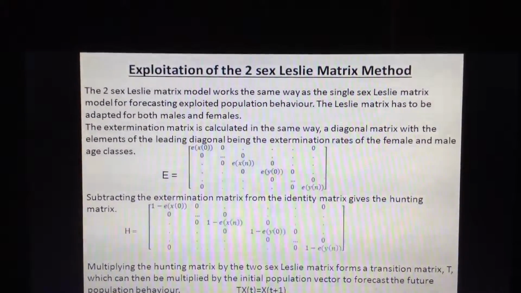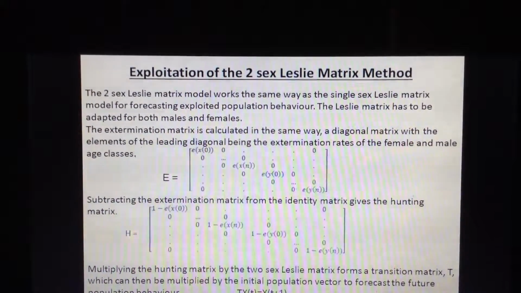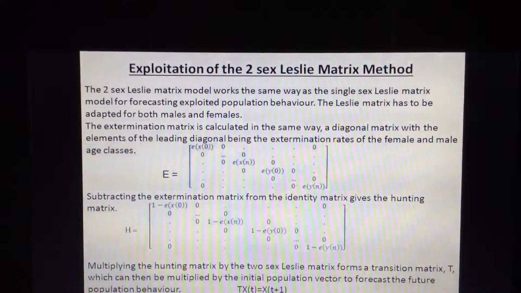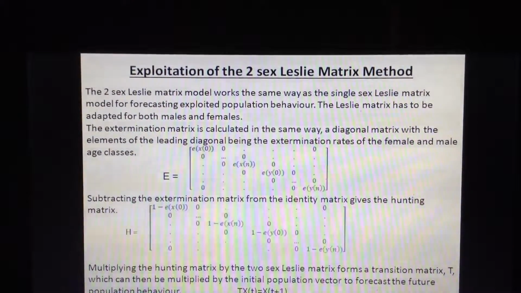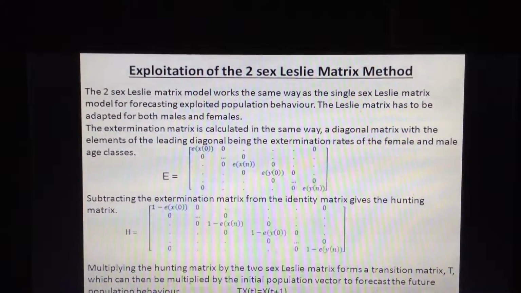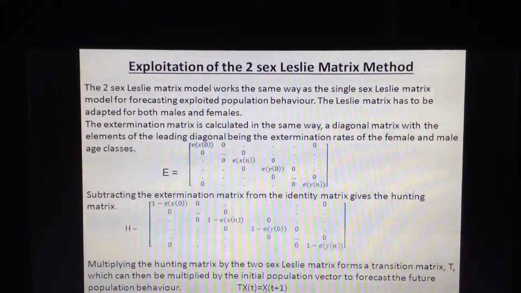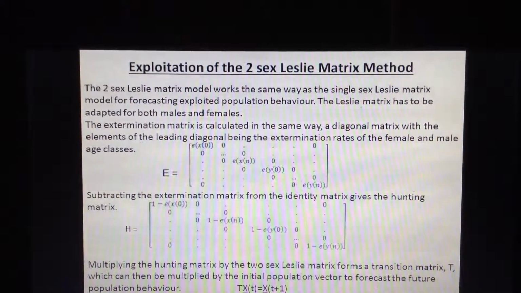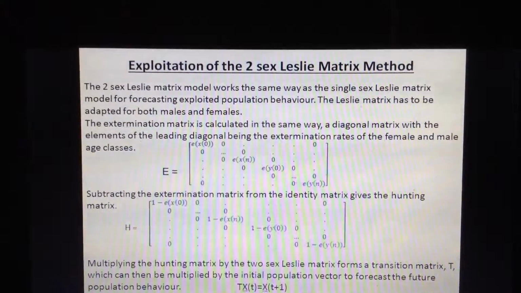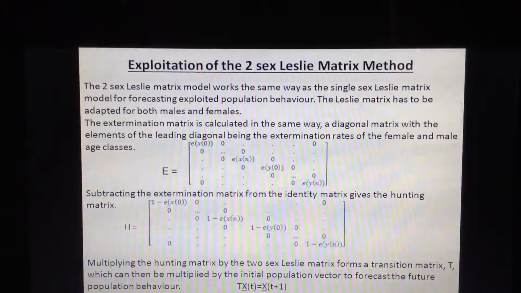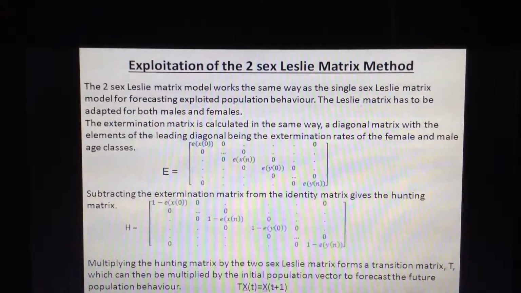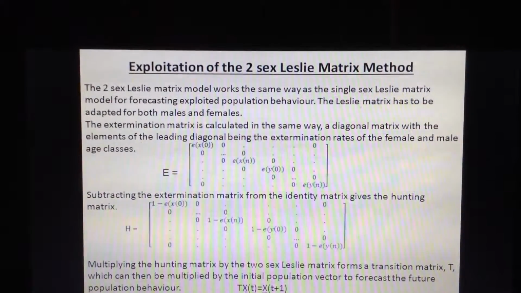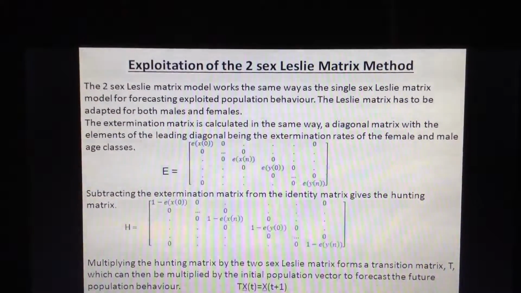Exploitation of the two-sex Leslie matrix method. The two-sex Leslie matrix model works the same way as the single-sex Leslie matrix model for forecasting exploited population behaviour. The Leslie matrix has to be adapted for both males and females. The extermination matrix is calculated in the same way, a diagonal matrix with the elements of the leading diagonal being the extermination rates of the female and male age classes.